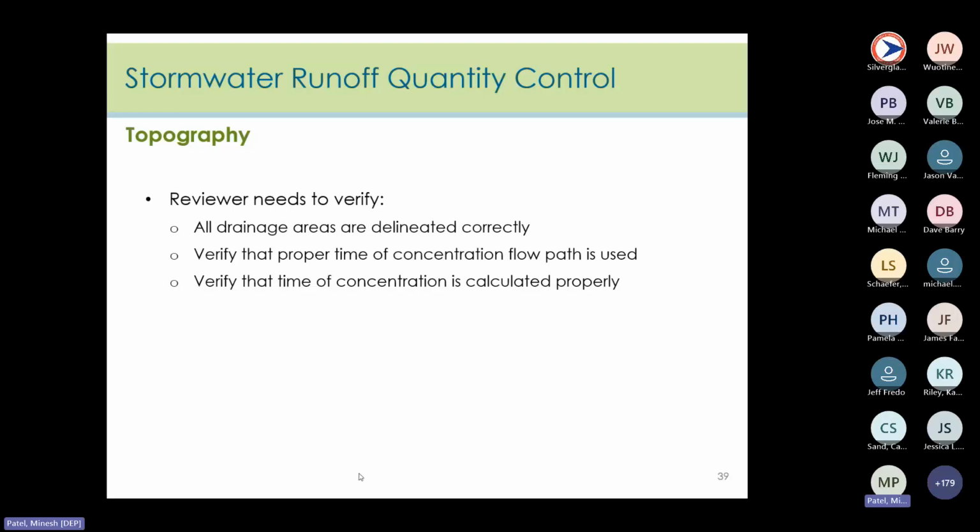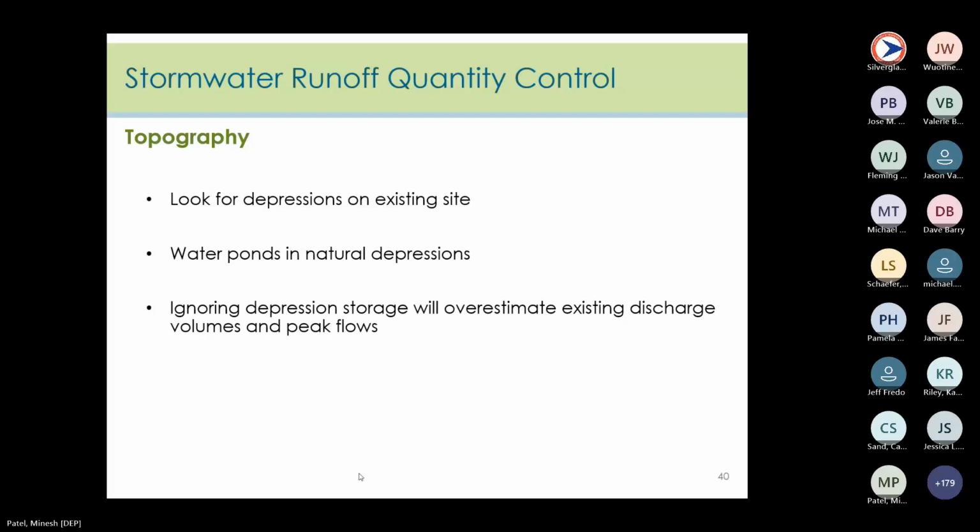To prevent those issues from occurring, the reviewer must verify that all drainage areas are outlined correctly, the proper time of concentration flow path is used, and time of concentration is calculated properly. The reviewer needs to make sure that any natural ponding on site is included in the model. This is often overlooked, and ignoring it for the existing condition means the allowed proposed volumes will be larger than they actually should be.